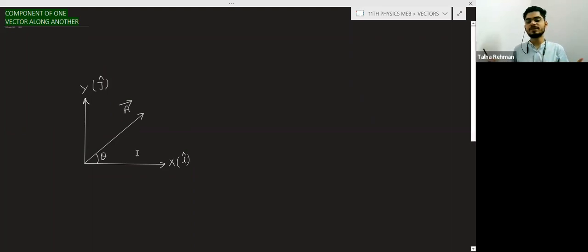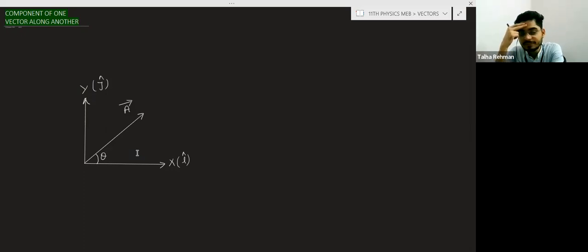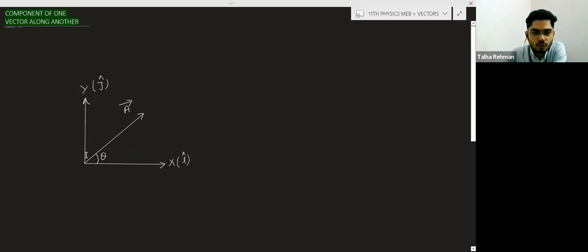Suppose 5 I cap is written. 5 is the magnitude. I don't know what 5 is. 5 can be the velocity, 5 I cap can be the force, 5 I cap can be the displacement. But 5 I cap means along the x-axis, positive x-axis. So now I am taking the component of this vector A along this x-axis.